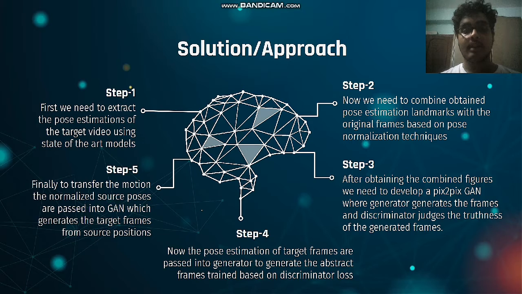In step 4, the pose estimations of the target frames are passed into the generator to generate the abstract frames, trained based on the discriminator loss. In step 5, to transfer the motion from source video to target video, the normalized source poses are passed into the GAN, which generates the target frames from the source poses.